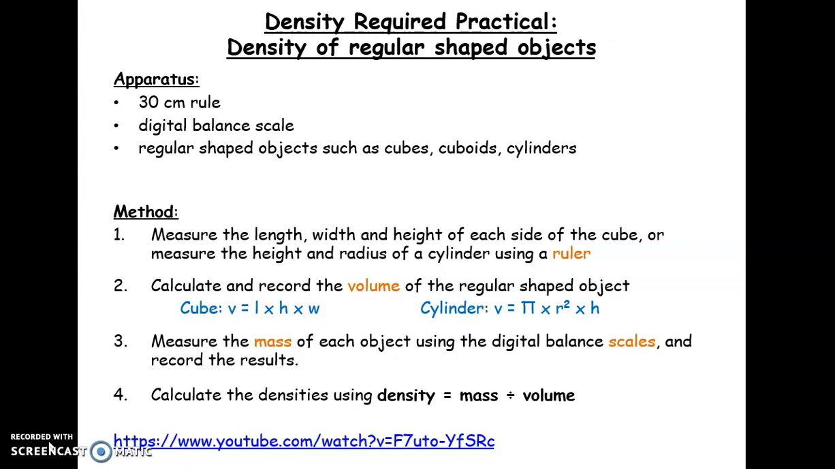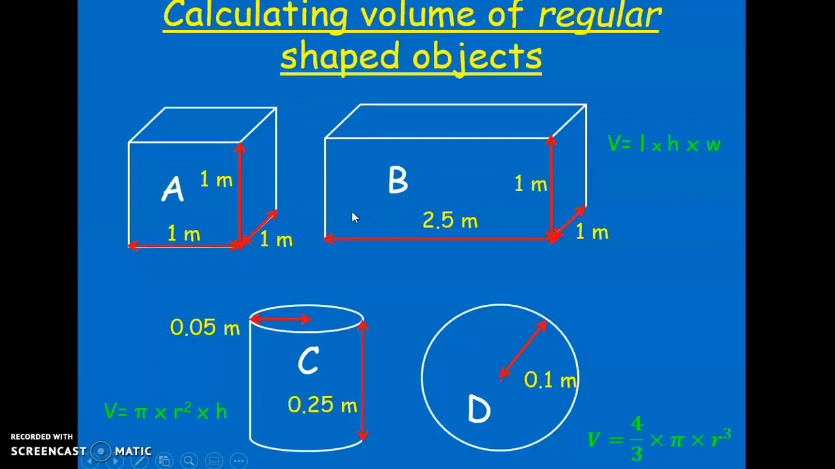Welcome back to part 2 of density, which carries straight on from part 1, part of the same lesson. So at the end of part 1 we looked at how to find the density of a regular shaped object. They are objects where you can easily find the volume of them, for example cubes, cuboids, cylinders, spheres, cones, etc.